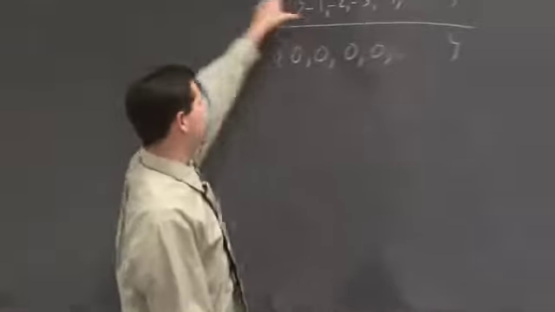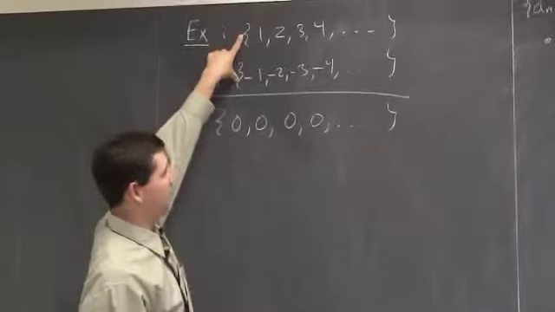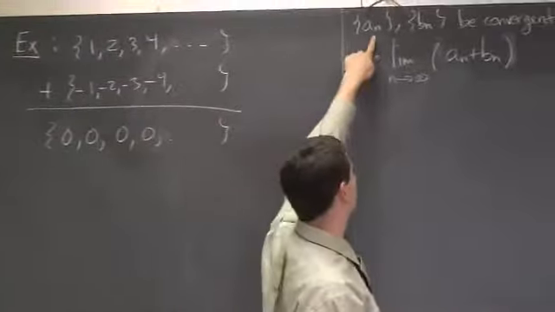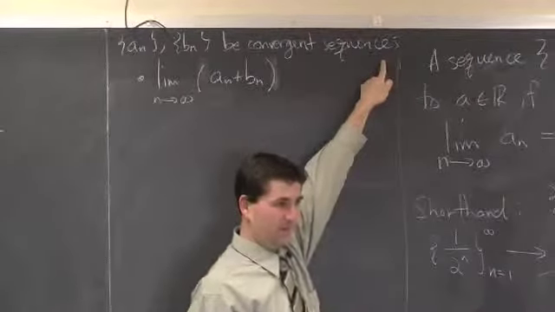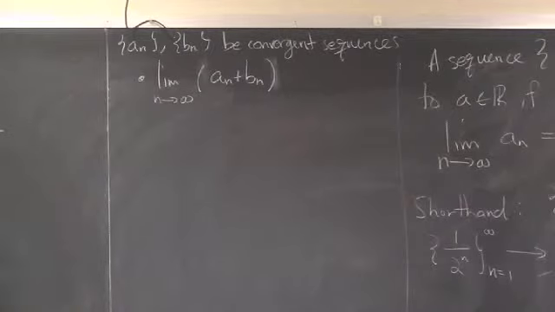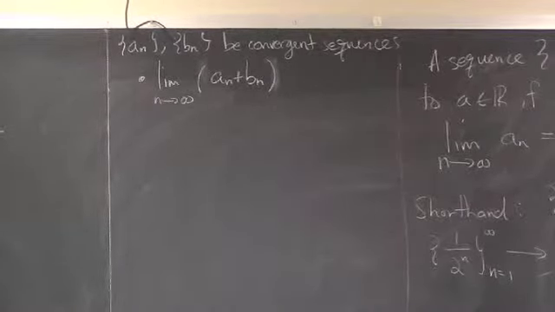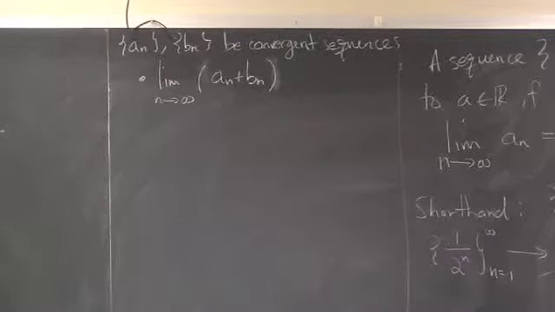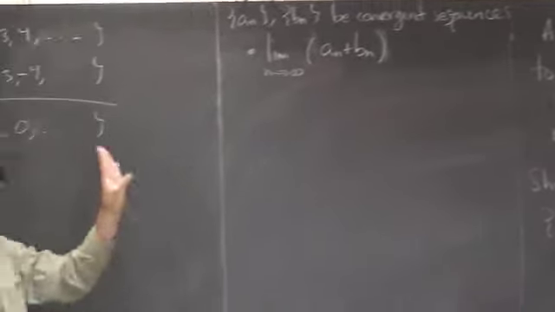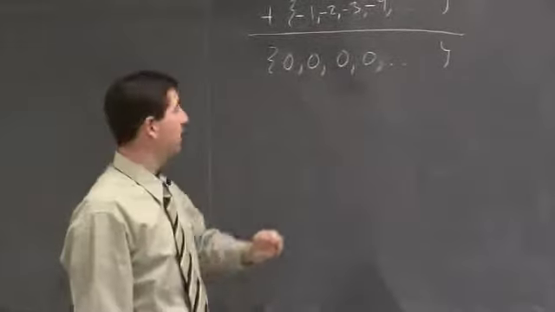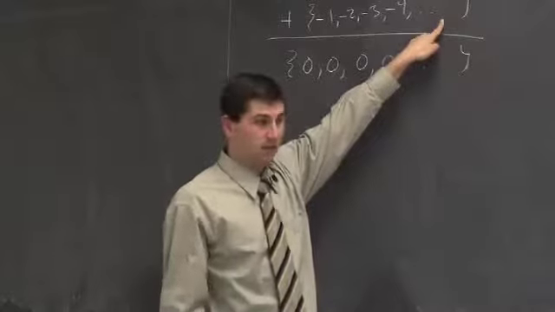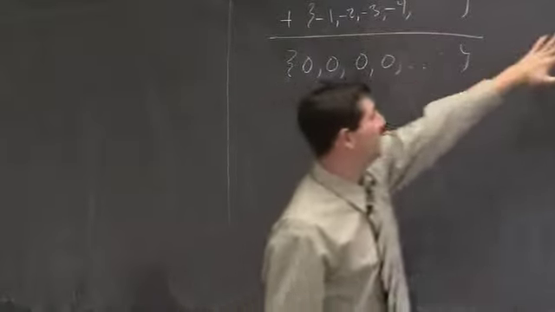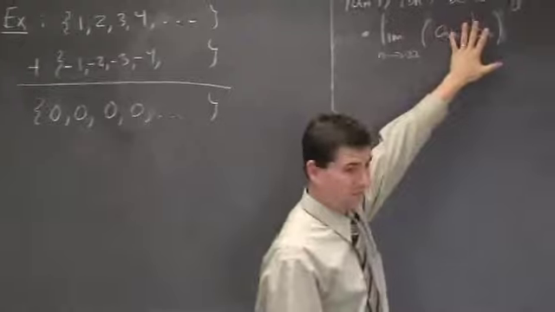Now, these sequences don't actually satisfy this criterion, do they? Are these convergent sequences? What's actually the limit of this sequence? Infinity. Remember, we also defined what it meant for the limit to be infinite. It's a divergent sequence, but it diverges to infinity. And what do you think this one should diverge to? Negative infinity.